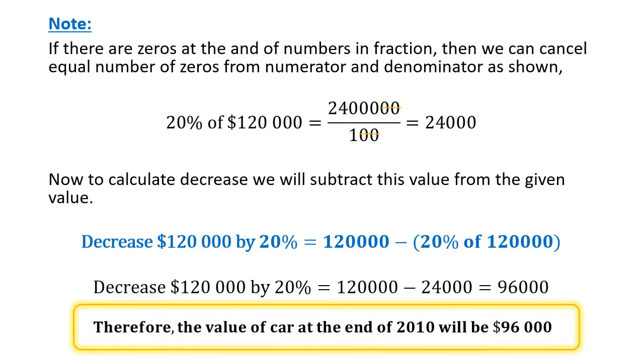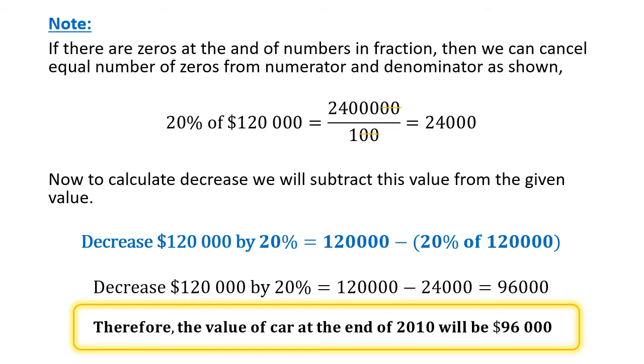Now simplify the fraction. If there are zeros at the end of numbers in the fraction, then we can cancel an equal number of zeros from the numerator and denominator as shown. After simplification we have 24,000, that is 20% of 120,000.